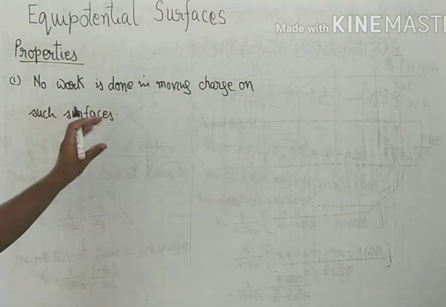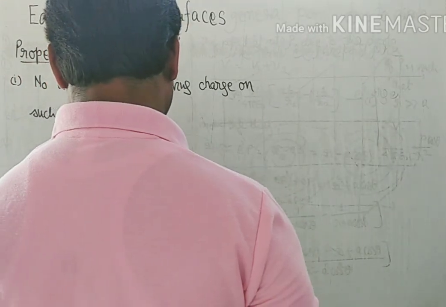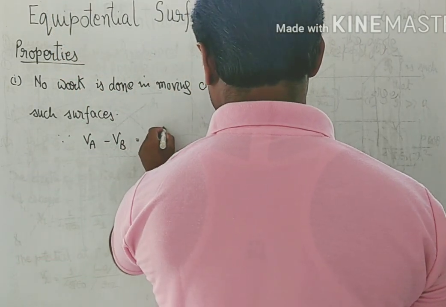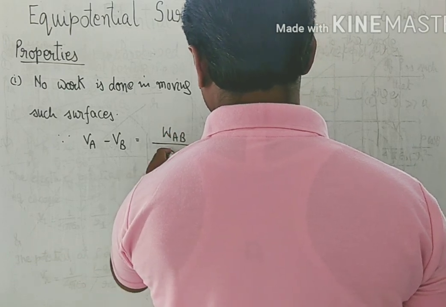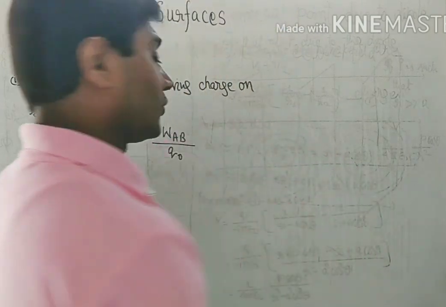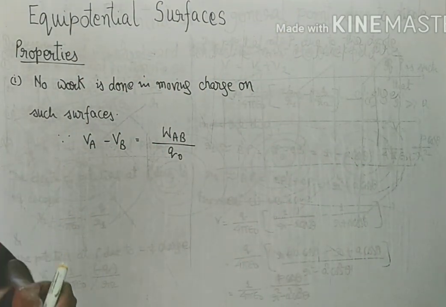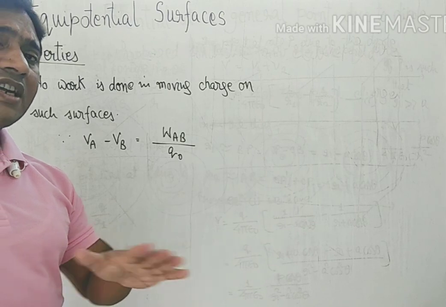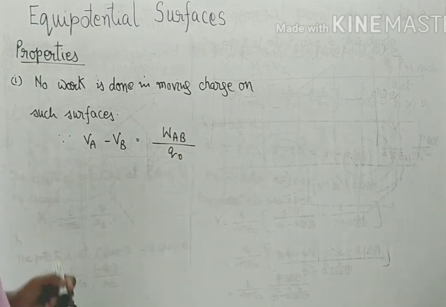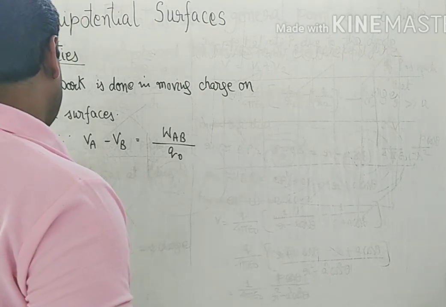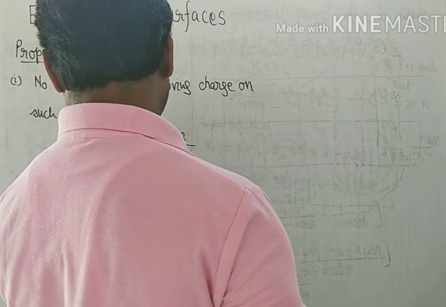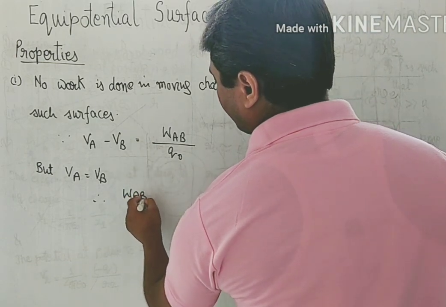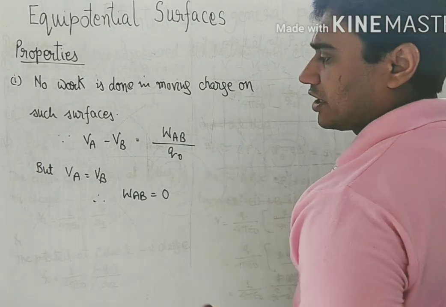So let's see mathematically how it is possible. Since the potential difference between any two points A and B on an equipotential surface is the work done between those two points per unit test charge Q naught. Now an equipotential surface is the surface over which the potential is the same at all points on it. So here we say VA is equal to VB, therefore this term will become 0, and cross multiplying we have WAB to be 0.